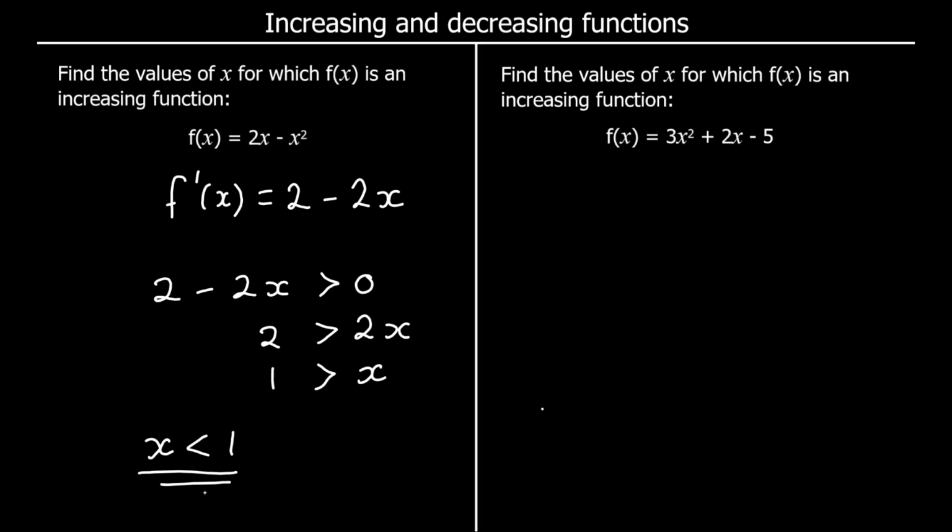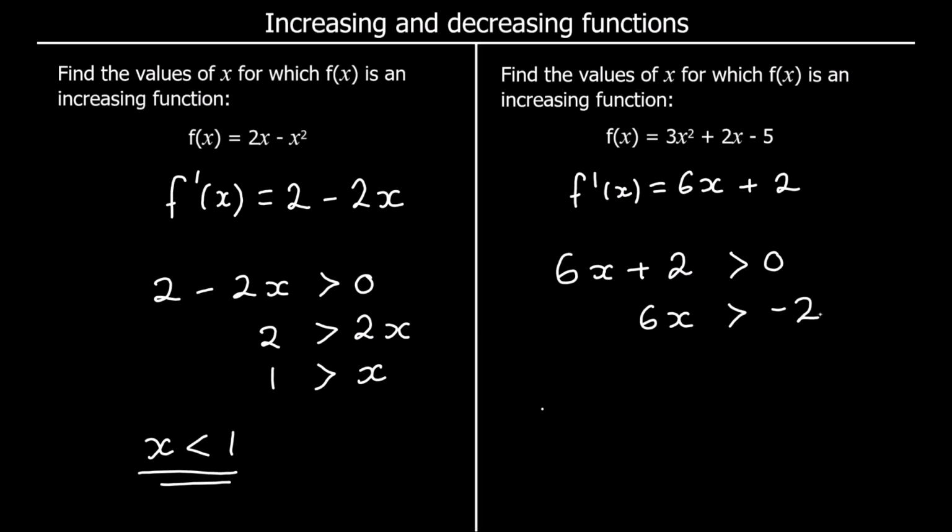One for you to try. Give it a go. So this time f of x is 3x squared plus 2x minus 5. So f dash x is 6x plus 2. That's our gradient function. It's increasing when the gradient is positive. It's going up when it's got a positive gradient. So let's take 2 away from both sides and divide by 6. So negative 2 over 6 or 1/3. So it's increasing when x is bigger than minus 1/3.